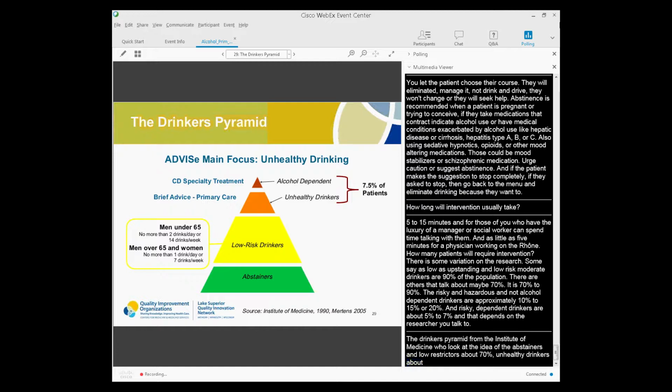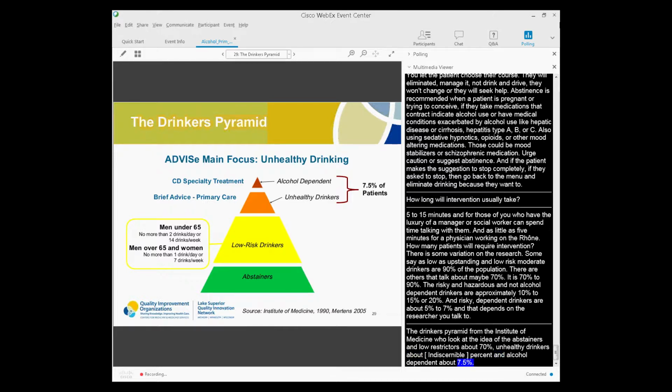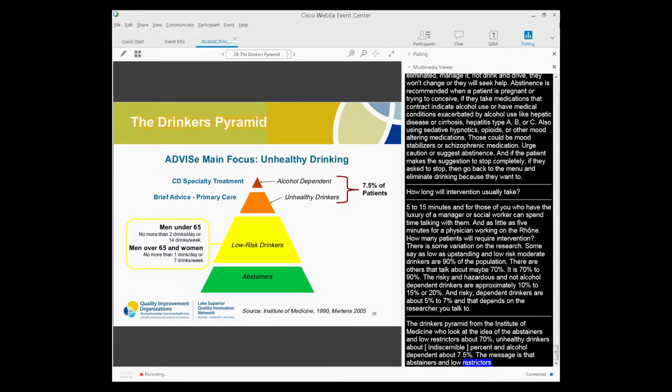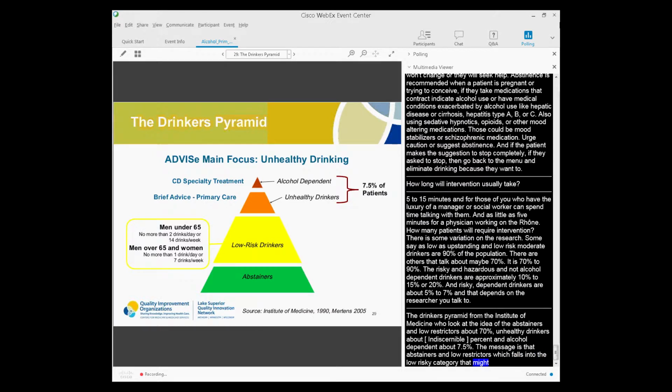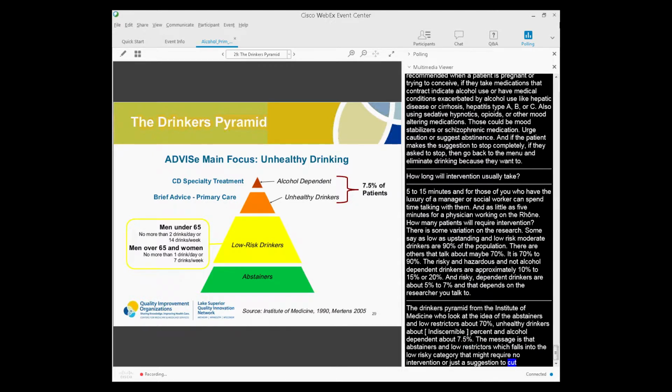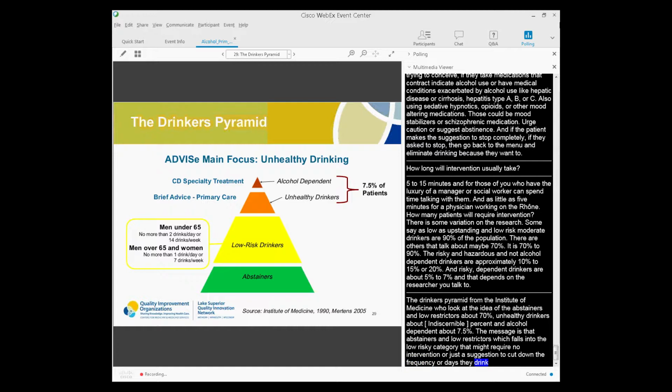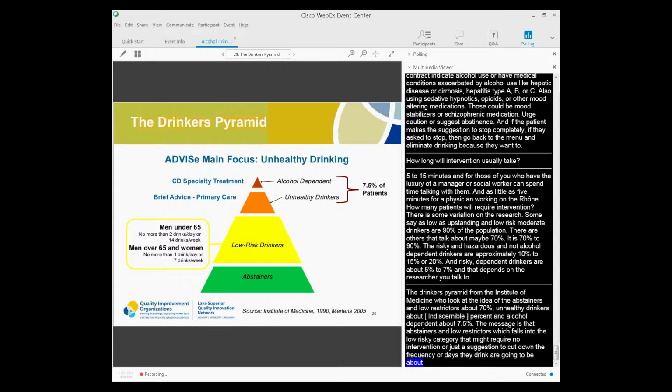So the message is that abstainers and low-risk drinkers, which would fall into the low-risk category, that might require either no intervention or just a suggestion maybe to cut down the frequency or the days they drink, are going to be about 75 to 90% of the patients you see. Okay, so then it's not a lot of patients that are going to be either unhealthy drinkers or alcohol dependent. So it's not a huge population.